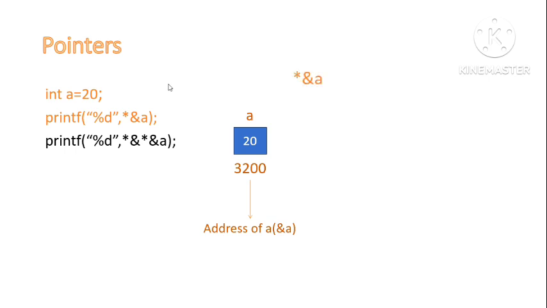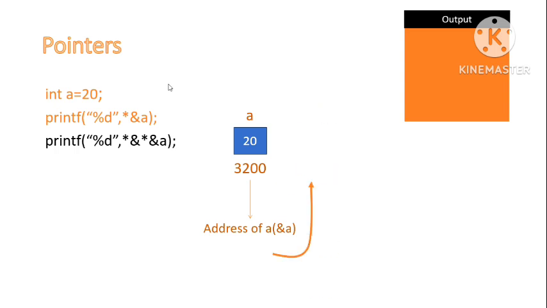Whenever a statement is given like this, &a, and before that if a star is there, anything like that, try to evaluate from right to left. So when we evaluate from right to left, you have &a. &a is nothing but the address of a. The address of a is 3200. Now before that there is a star. Star means the value at the address. Now you got 3200, and star gives the value at the address 3200, which is the value 20. Now this 20 will be given as the value to the output. So this is how it is evaluated.